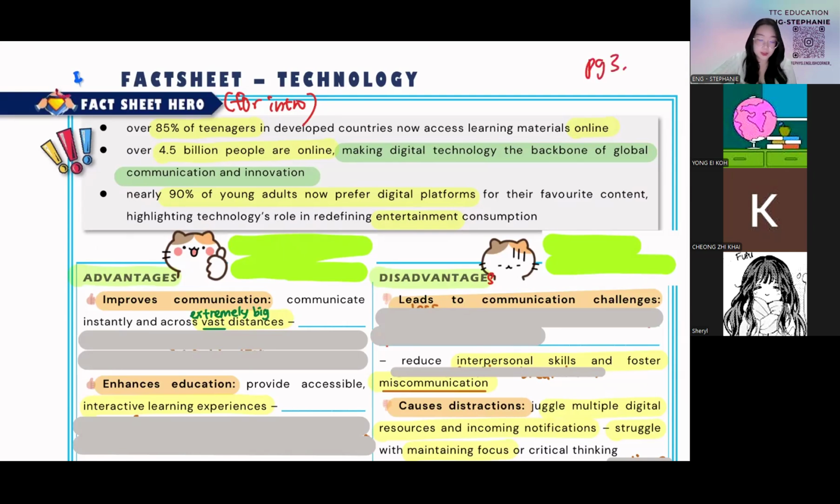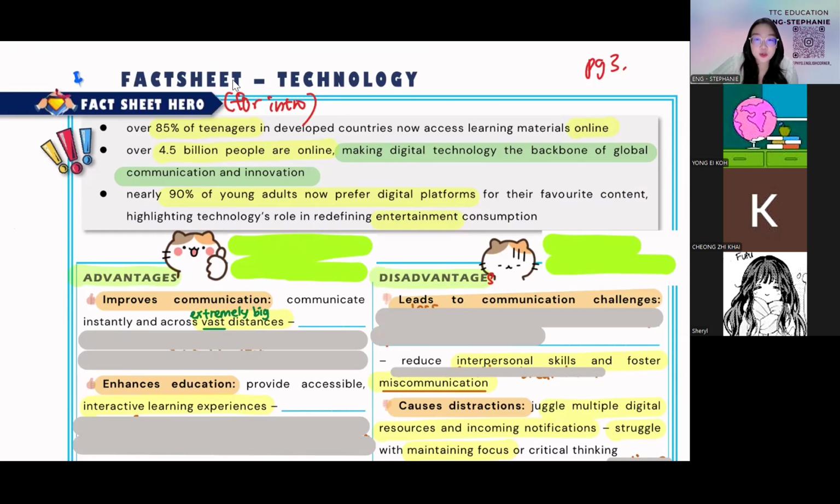Okay, this is our page 3. And also the third point here, nearly 90% of young adults now prefer digital platforms for their favorite content, highlighting technology's role in redefining entertainment consumption. So if you realize, what I've prepared for you here are more facts and numbers. When you write this, it is able to help boost your confidence, or at least your readers' confidence, that wow, okay, yes, then I have to really pay attention to see what we'll be discussing next.